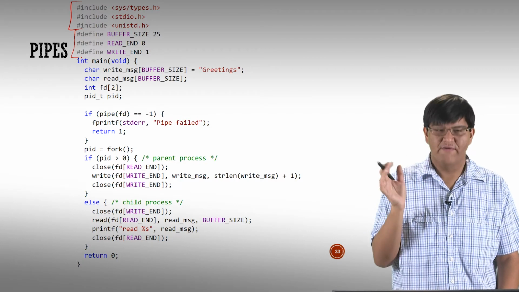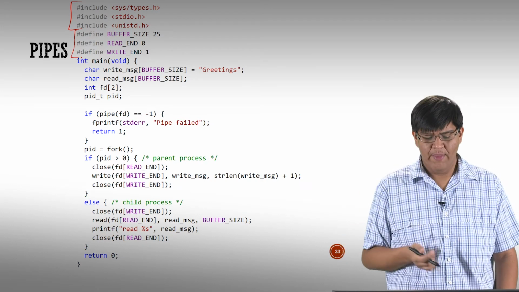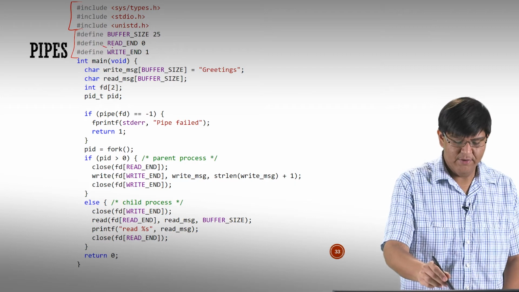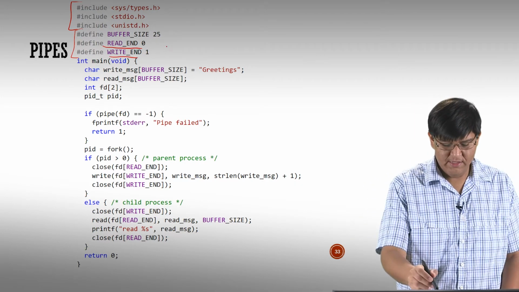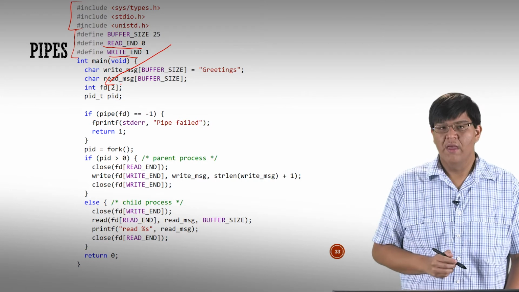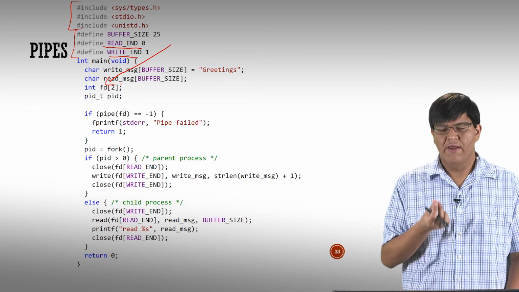We're going to say it's 25. That's going to be the largest message that I could write, or the largest message that I could read, over that pipe. Then I have my second two variables here, read end and write end. That relates to this variable over here called fd. fd stands for file descriptor. It ends up being a little array that just has two elements.